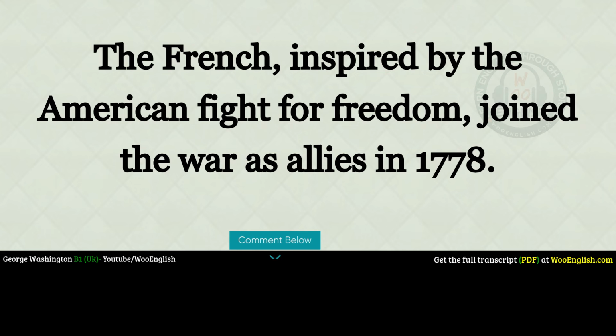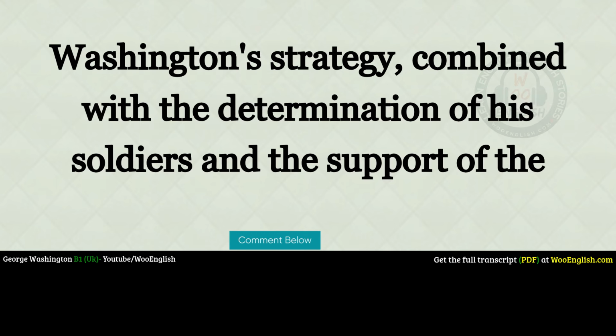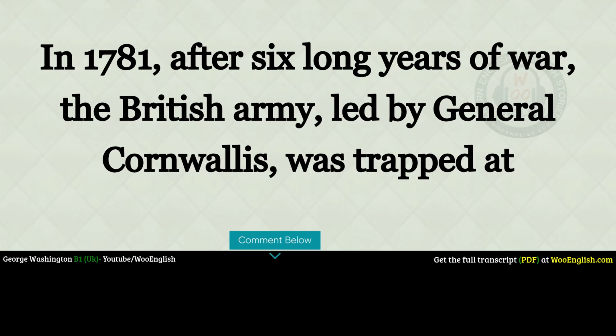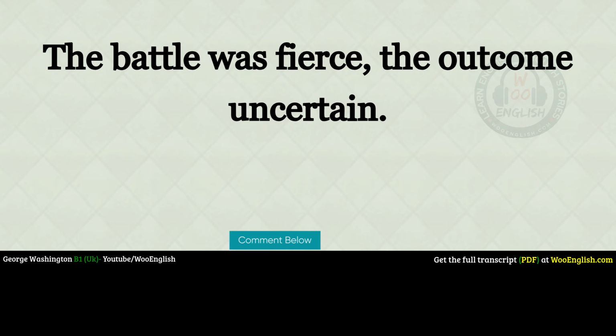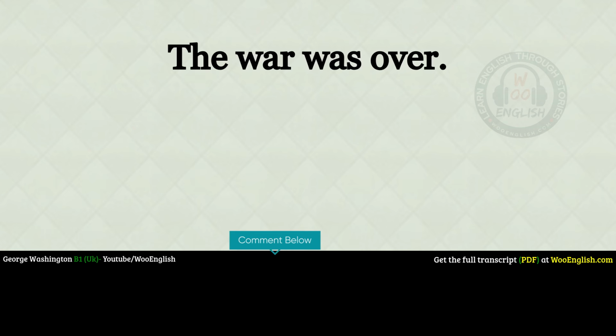The French, inspired by the American fight for freedom, joined the war as allies in 1778. Their support brought much-needed supplies, troops, and naval power. Washington's strategy, combined with the determination of his soldiers and the support of the French, began to weaken the British hold on the colonies. In 1781, after 6 long years of war, the British Army, led by General Cornwallis, was trapped at Yorktown, Virginia. With the help of the French, Washington launched a final assault. The battle was fierce, the outcome uncertain. But when the dust settled, the British surrendered. The war was over.